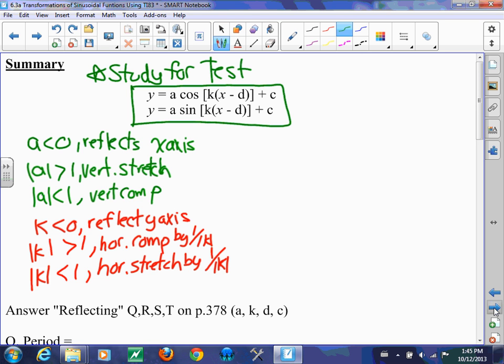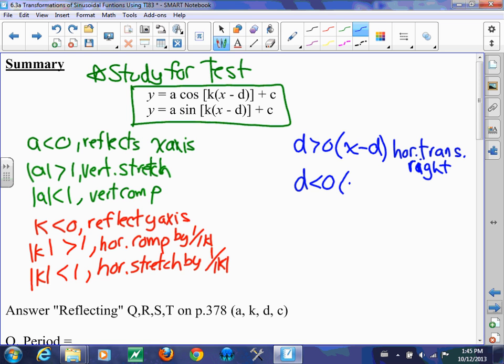The other letters that deal with our translations are D and C. So if D is greater than 0, i.e. it looks like in your brackets x minus D, we know that's a horizontal translation to the right. Okay, and remember this unit we're going degrees, okay? Okay, D is less than 0. What does that look like in our bracket? It looks like x plus D. And that means we're going to have a horizontal translation left.